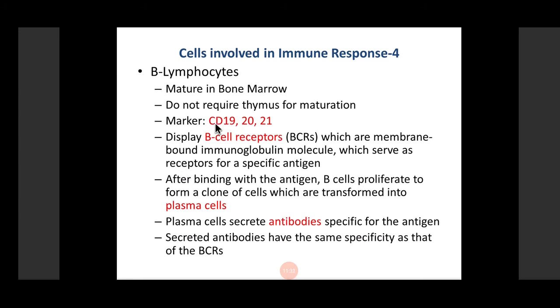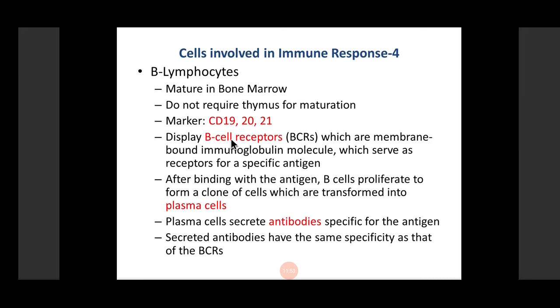The CD markers, which are expressed on the surface of a mature B lymphocyte, are CD19, 20, and 21. Unlike T lymphocytes, they develop in the bone marrow as well as mature in the bone marrow itself. There is no thymic education which takes place. So they don't go into the thymus for further maturation.